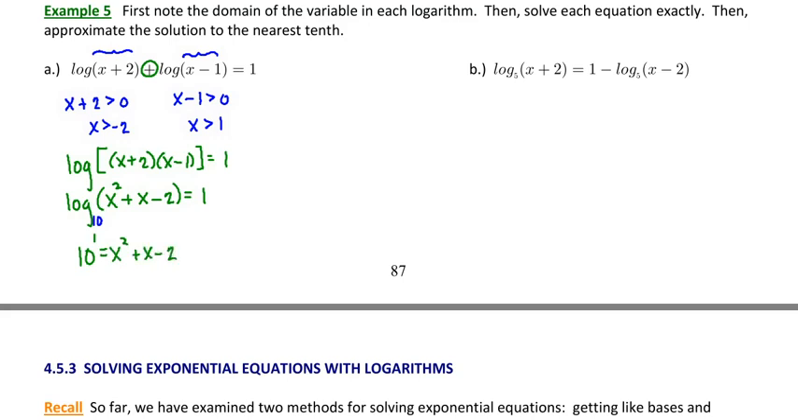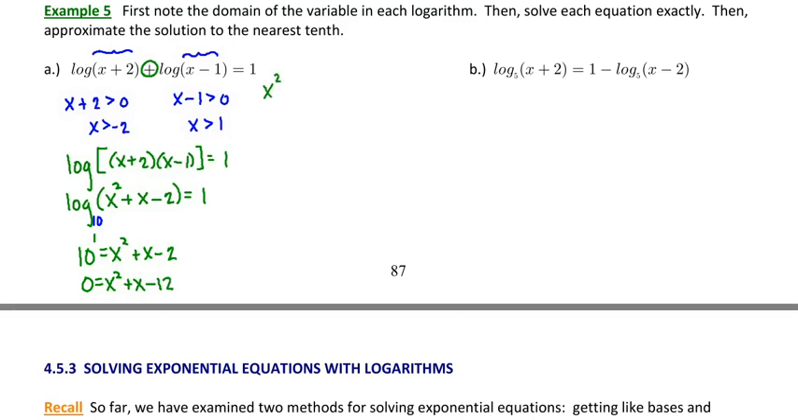Now we're no longer dealing with a logarithmic equation. Now we're dealing with a quadratic equation. To solve this quadratic equation, we could either factor or use the quadratic formula, but either of those two processes requires it to be equal to 0. So let's subtract 10 from both sides. That's going to give me x squared plus x minus 12. Then we can factor.